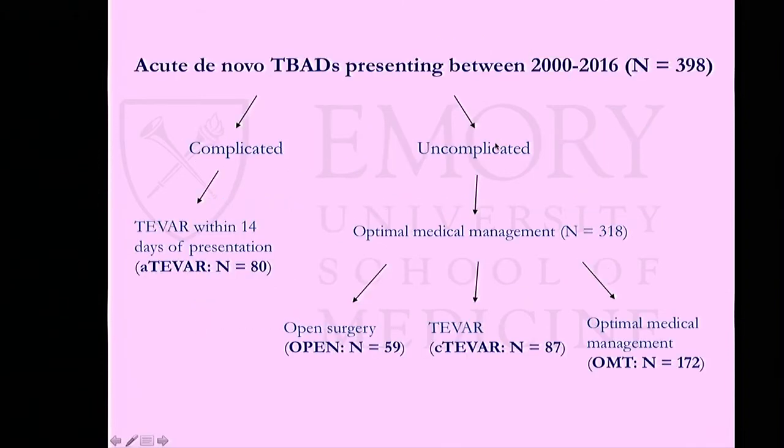So here's how we broke things down. Of almost 400 patients, about 20%, 80 of them, got stented within 2 weeks of presentation. So these were complicated patients that got stented. The uncomplicated, about 80%, 318, all received medical management. And what happened to these patients over this period? Well, about 46% needed an intervention. Almost 60 went to open surgery. In the more recent stent graft era, the last 5 years, we started to stent more of the chronics, but we still had a chunk of patients that remained on medical therapy.